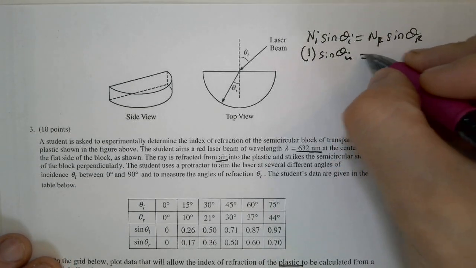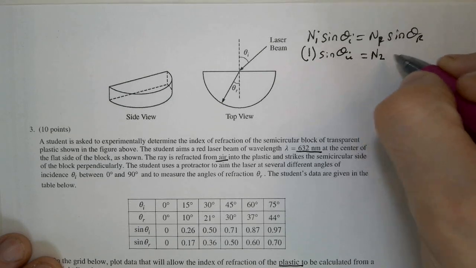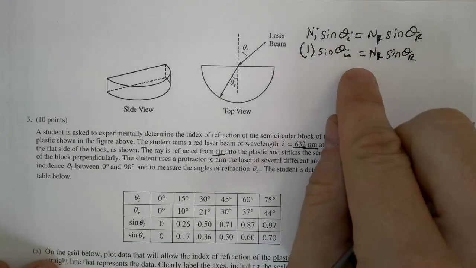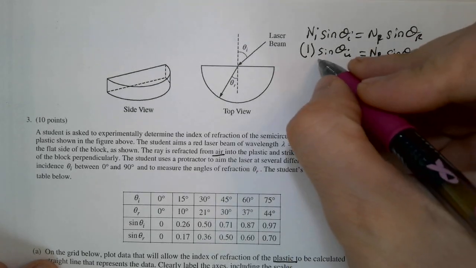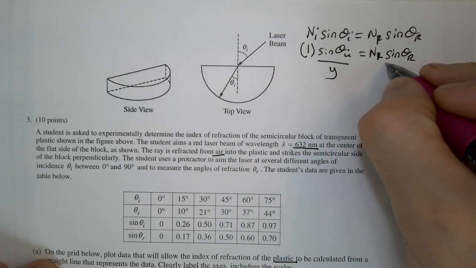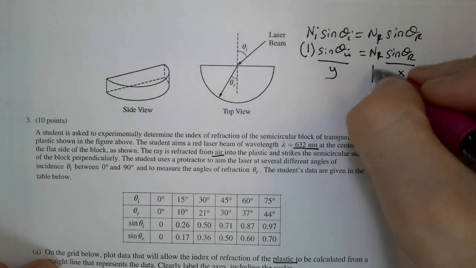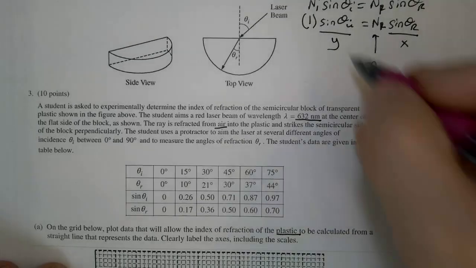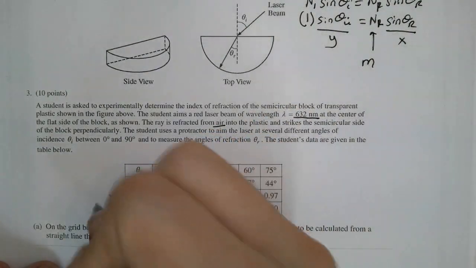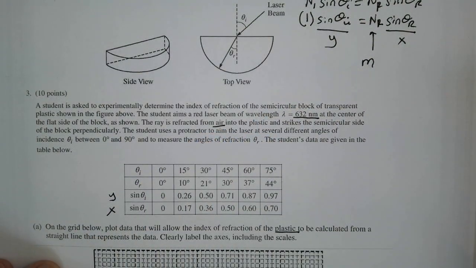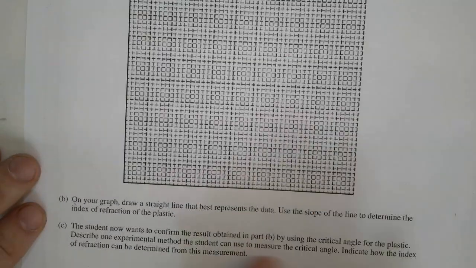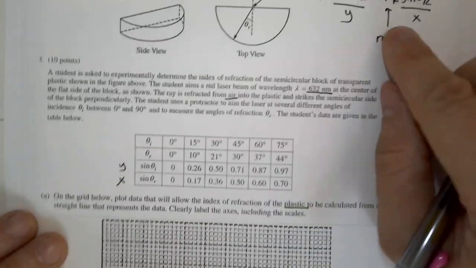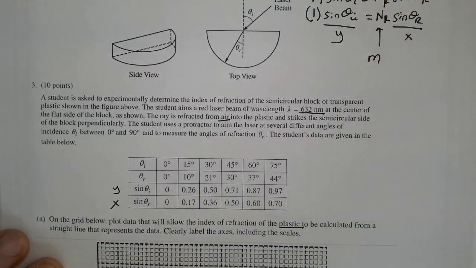So 1 sine theta incident is equal to N2, or refraction, sine theta refraction. If we want to find N refraction, we are going to make sine theta refraction the y value and sine theta incident the x value, and that makes N refraction the m. No big deal. So that means that these are going to be the y values and these are going to be the x values, and we don't have to do anything else. All right. On the graph, draw a line of best fit, determine the slope to determine the index of refraction, and it's nothing crazy. The index of refraction is the slope.